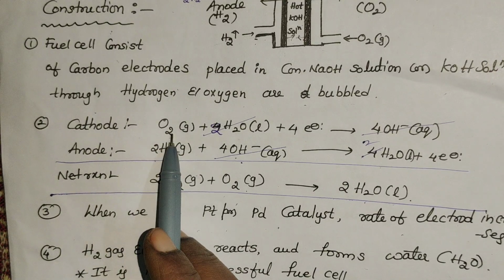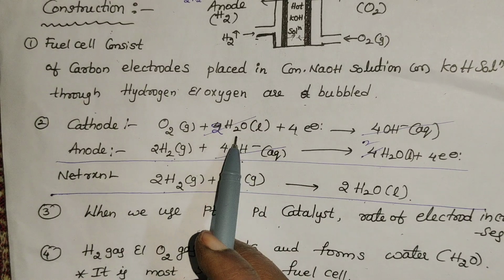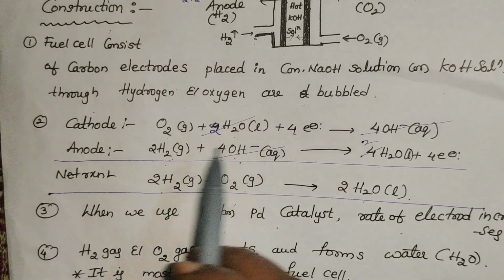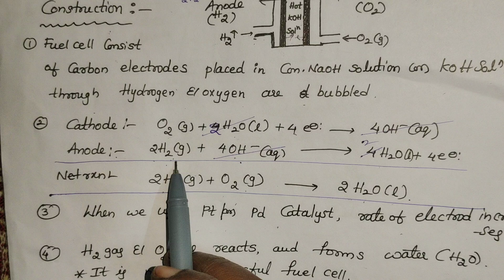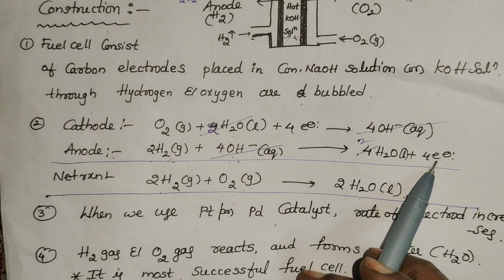The cathode involves the reduction reaction, right? It adds four electrons, and some amount of water is also required here, and it converts to 4OH minus. Next, at the anode, oxidation takes place, nothing but liberation of electrons. Here hydrogen gas works like the anode, so it combines with the 4OH minus ions and liberates 4 moles of water and 4 electrons.